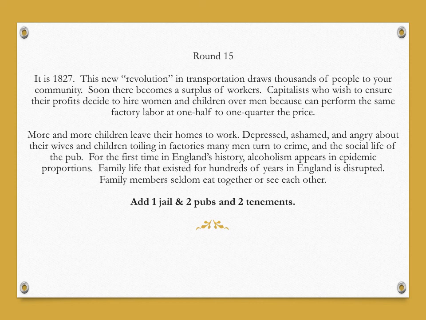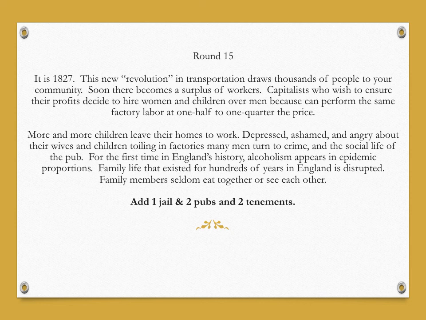Depressed, ashamed, and angry about their wives and children working in the factories and men being unemployed, they turn to crime and the social life in the pub. For the first time in England's history, alcoholism appears in epidemic proportions. It grows substantially. Family life that has existed for hundreds of years in England is disrupted. Family members seldom eat together or see each other. So we're getting social problems of industrialization: drinking, bad conditions in the factories, workers being treated poorly, women and children working, men not working, and spending their days getting drunk or committing crimes.